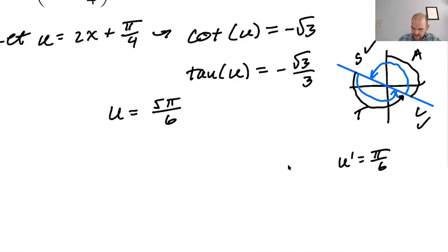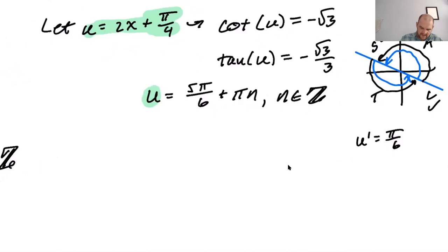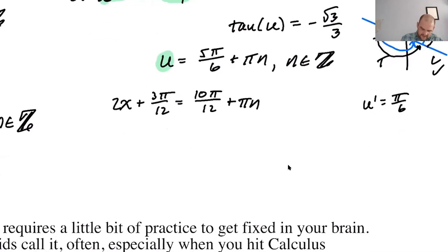If I'm here and I add pi, I end up here. So I only need to add pi times n, where n is an element of the integers. And then we do our reversal, right? Because the question wasn't about u, it was about x. So if we make our substitution, I usually try to do a common denominator on this step. So I'm going to say that 2x plus 3 pi over 12 is equal to 10 pi over 12 plus pi n. And then I'm going to say 2x is 7 pi over 12, still plus pi n.